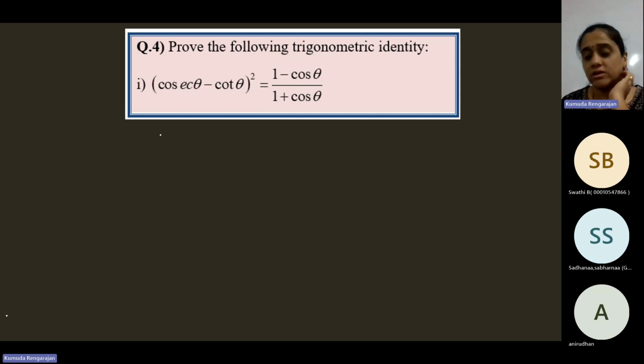So in question number 4, we have 10 identities to prove. With that, exercise 8.3 comes to an end. All right. So let's see the first one. LHS.